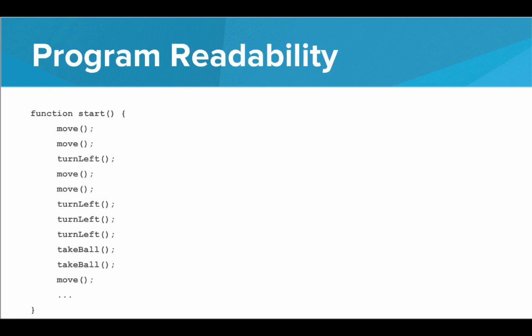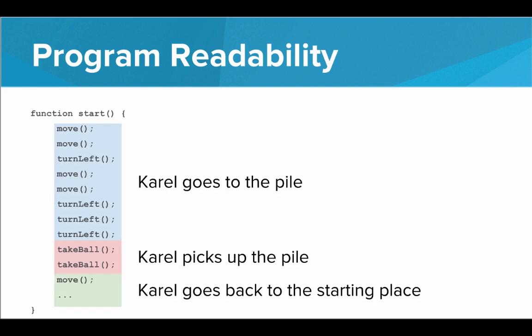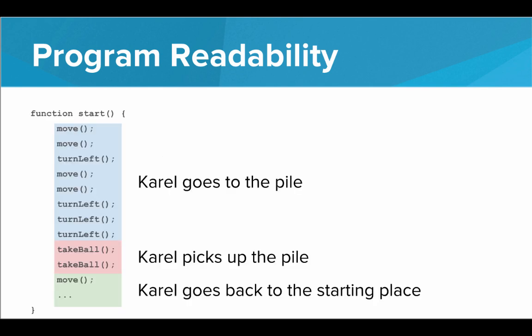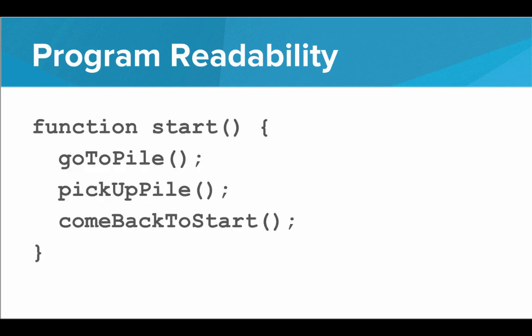Remember this example earlier where we had this start function that had all of our commands and it was very hard to read and understand what's going on. We break down, we decompose the different parts of this function, split those out into their own functions, and now we have a much more readable program. Instead of all these moves and turn lefts, we have a much more high-level, top-down design approach where we go to the pile, we pick up the pile, and we come back to start.